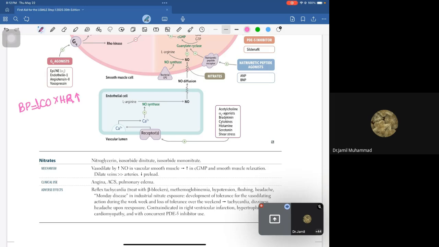They are going to act on the SA node and the AV node, and they are going to reduce the heart rate and control the reflex tachycardia. Right? So we usually give nitrates always with the beta blockers. This is a very important thing.